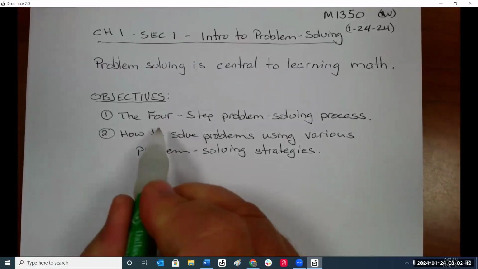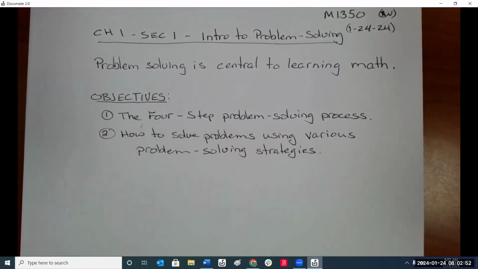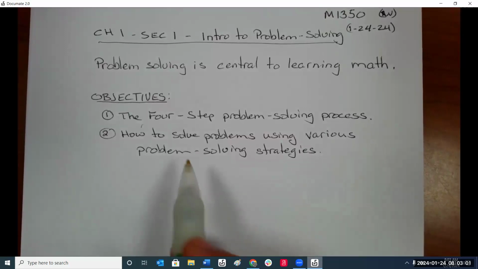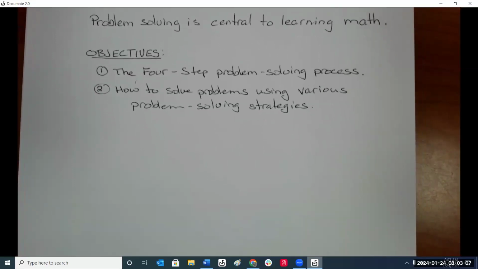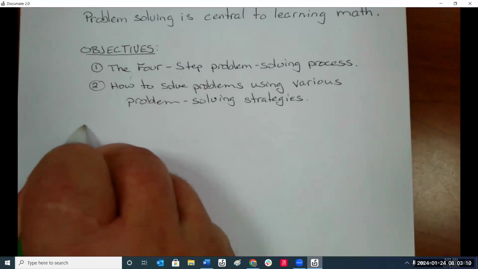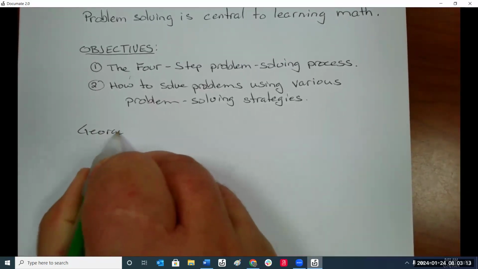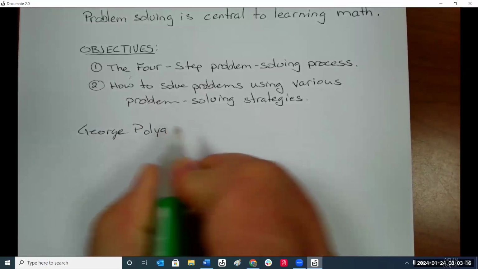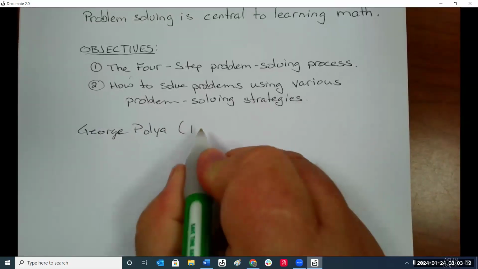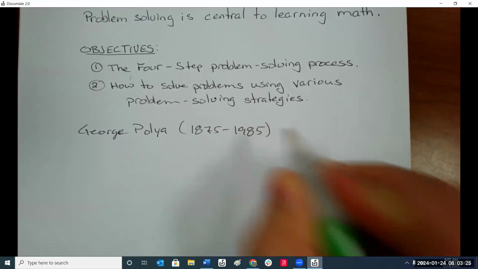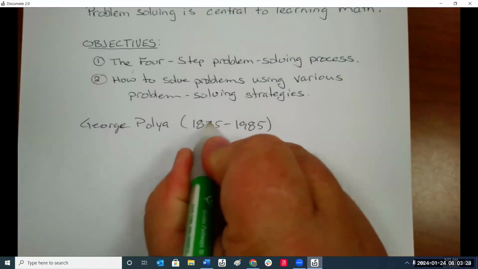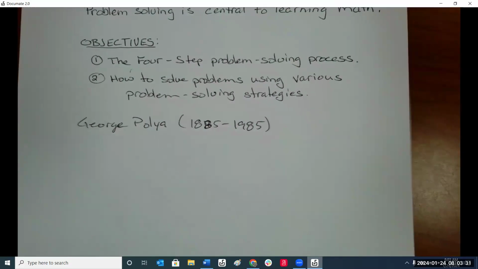So we're going to look at the 4-step problem solving. It was developed by a guy named George Polya, who is considered the founding father of the problem solving technique. And then we're going to look at various examples of how to solve problems. So who's George Polya? He was born in the 1800s, 1885, I believe. About 100 years old.